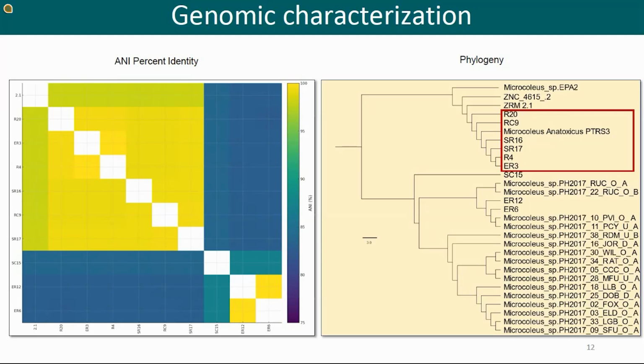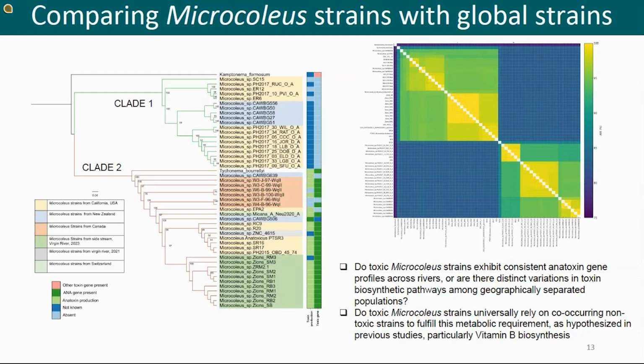SC15, which was from Pine Valley Creek, is a new uncharacterized Microcoleus strain that we found near San Diego. So the basic takeaway is that all these strains from different rivers belong to the same species, that is Microcoleus anatoxicus. Now, just out of curiosity, benthic mat incidents have been happening in Europe, in Australia, and worldwide. So we wanted to know how are our strains or Microcoleus different from the global strains.